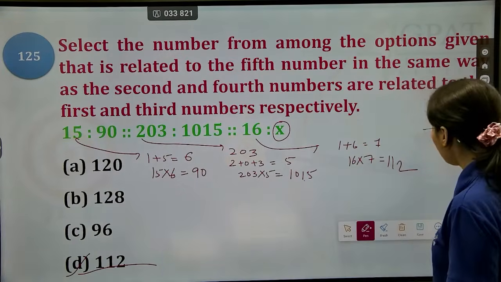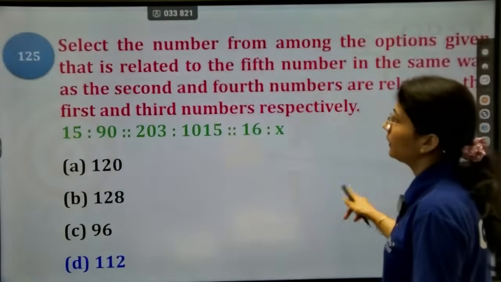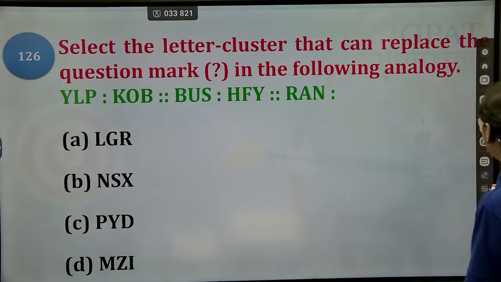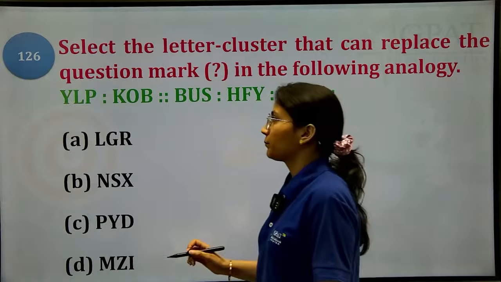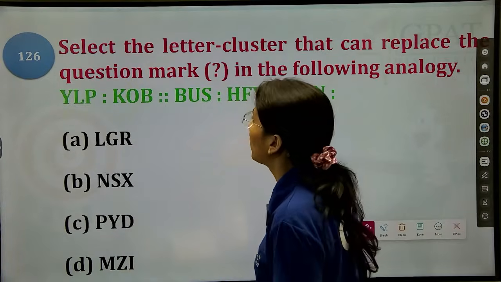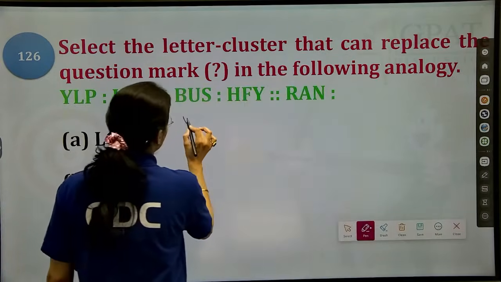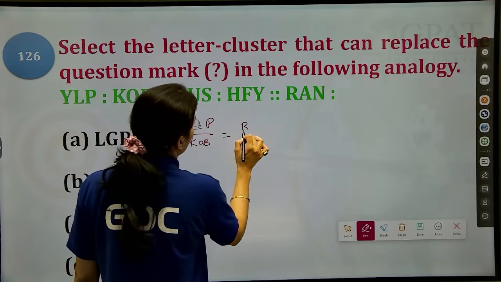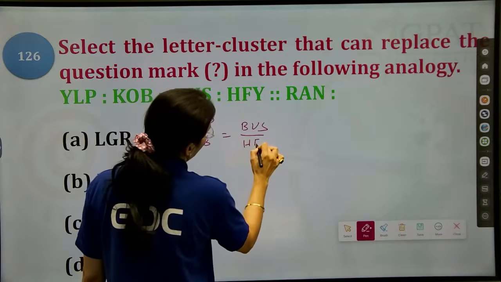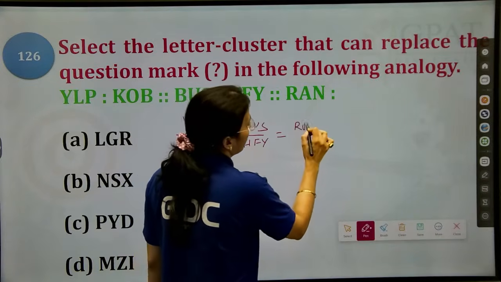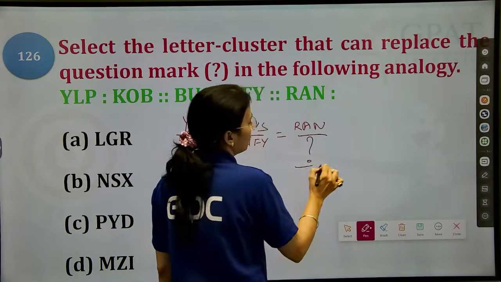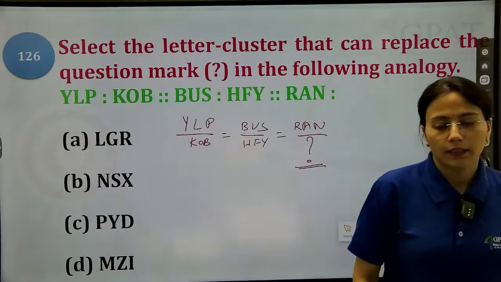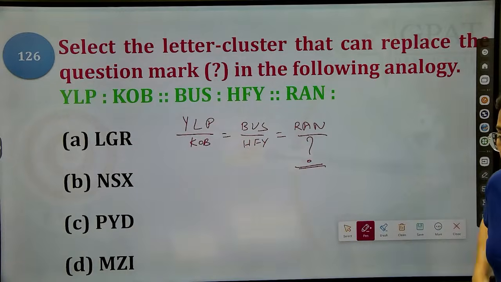Okay, now move to the next question, that is question number 126. So there is some ratio, we can see that YLP upon KOB is equal to BUS upon HF, Y is equal to RAN. So we have to find the value of the question mark. What will we get?